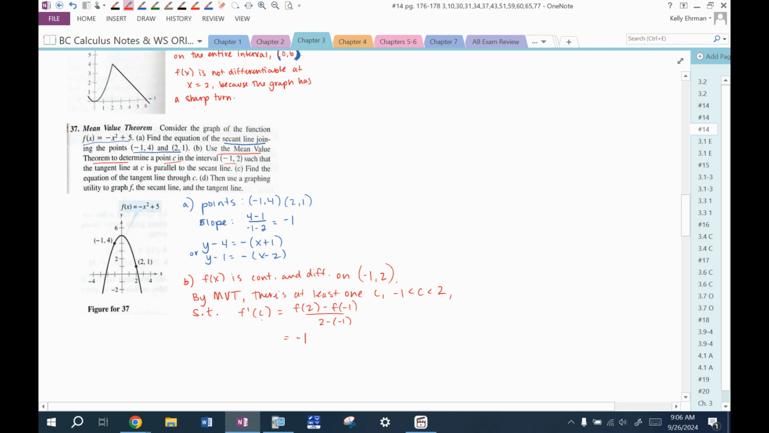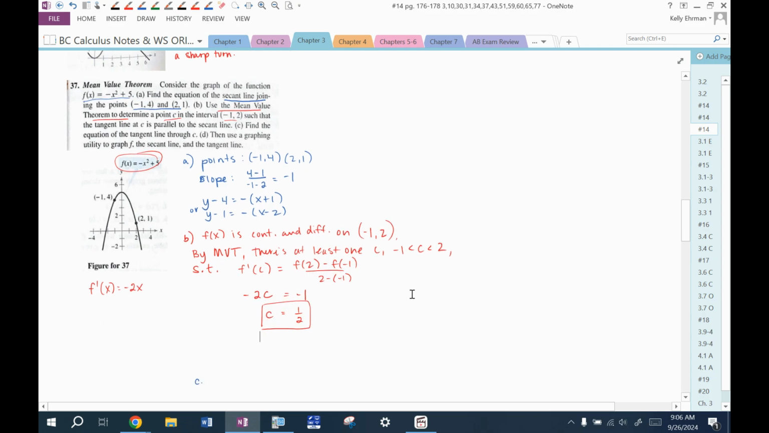So what do we do with the f prime of C side? Well, they gave us an f of x. So f prime of x is equal to -2x plus 0, right? So f prime of C is equal to -2c. And then we just solve for C. Divide by -2. So C must be positive 1/2.